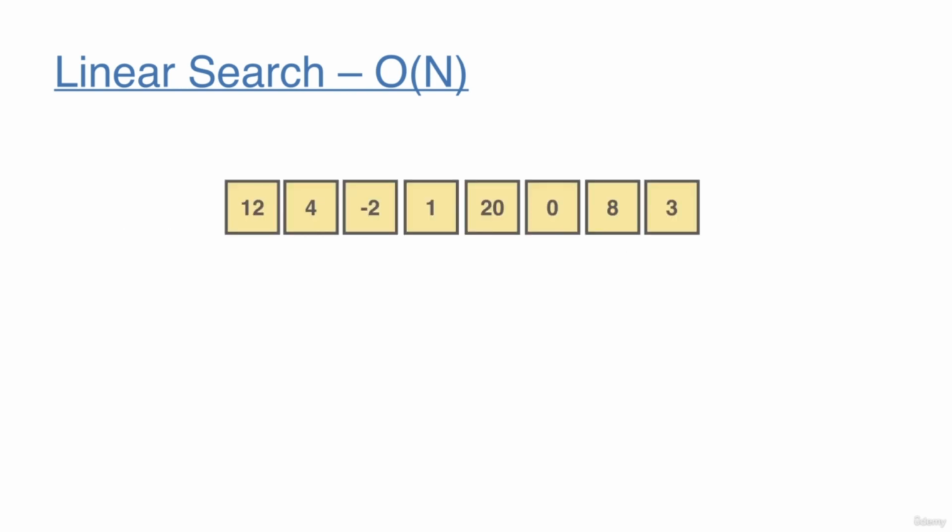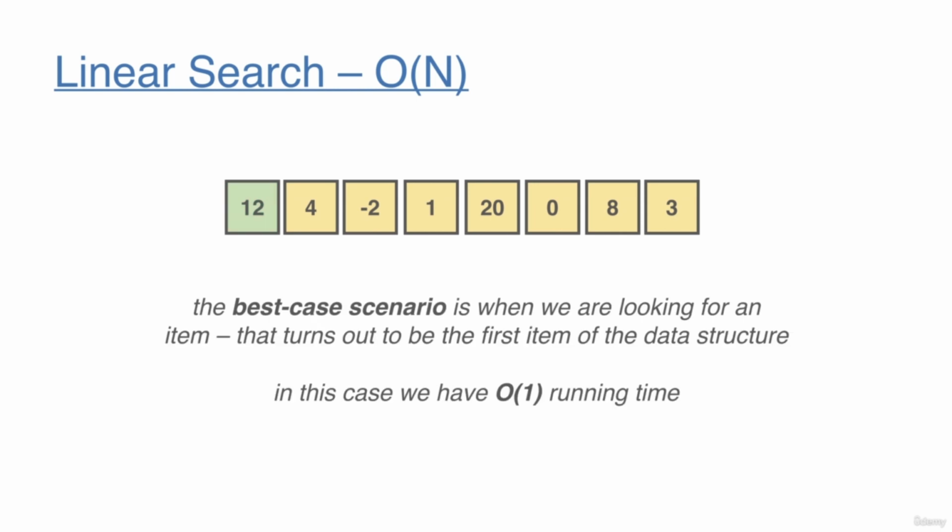So let's take a look at a concrete example. We have a one-dimensional array of integers 12, 4, -2, 1, 20, 0, 8, and 3. And for example, we are looking for the integer 12. Because this is the first item, we are going to find it in the first iteration. This is called the best case scenario. This is when we are looking for an item that turns out to be the first item of the data structure. And because this is the first item, essentially we can get it in O(1) constant running time complexity.